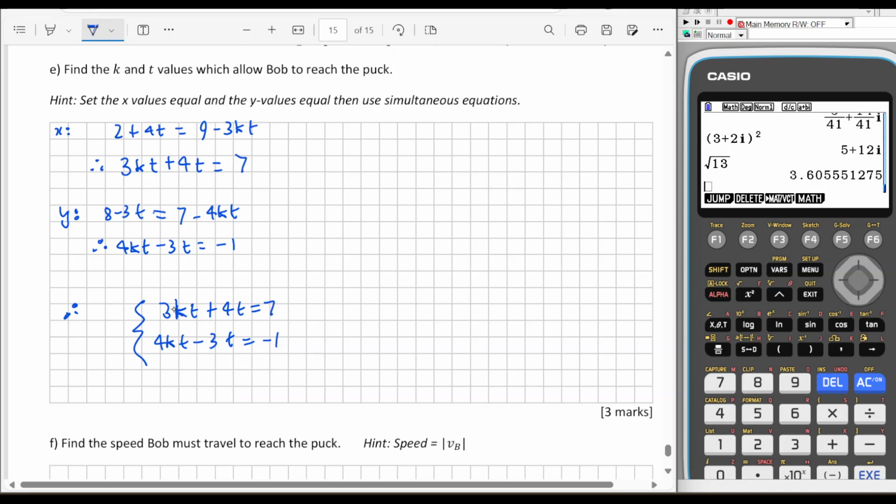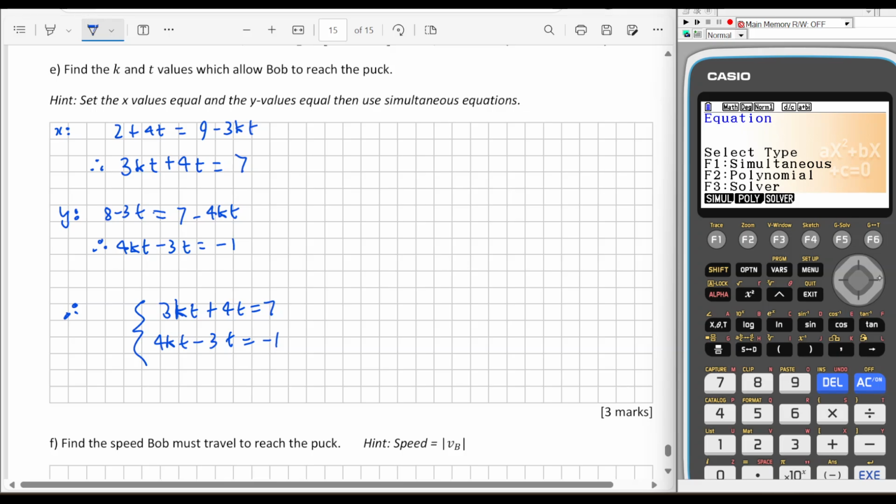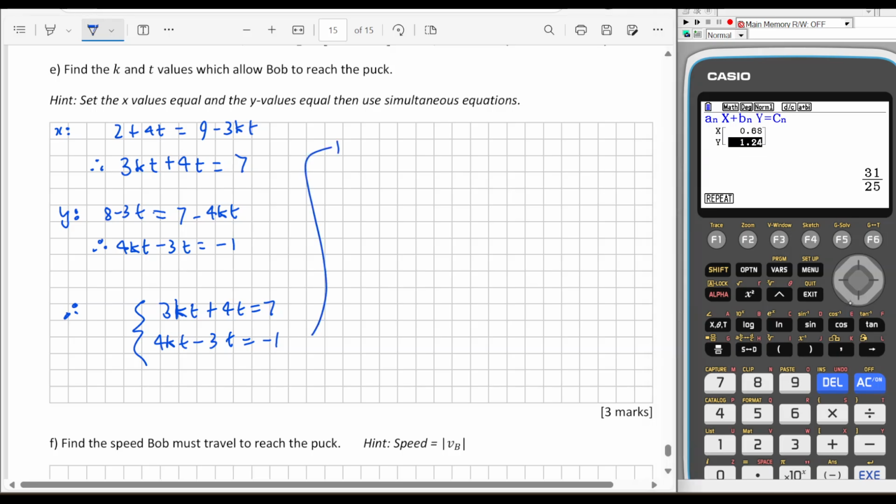So there's a couple of ways you can do it. One way is to jump into equation mode, go simultaneous, two unknowns. That's 3, 4, 7, and 4, minus 3, minus 1. Solve, bam, and bam. So that's one way to do it. If you want to solve them by hand, I'll show you how you can do that.